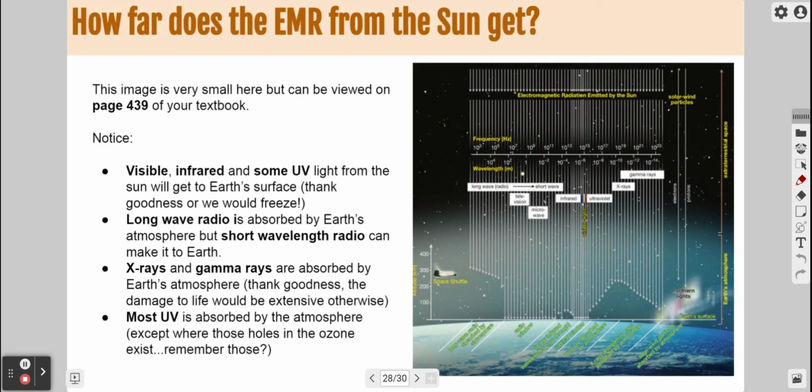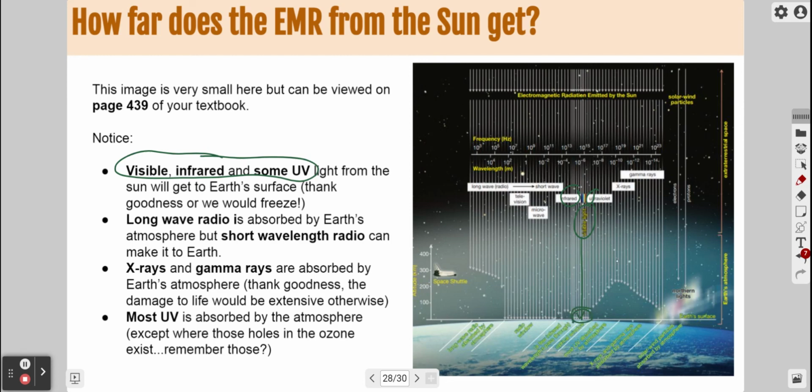So again, why do we put the Hubble up high? Because you want to get it up there so that it can get the different light waves, the different EMR that's getting blocked by our atmosphere. And this image in your textbook on page 439 shows you that visible, infrared, and some UV light from the sun will get to Earth's surface. So let's see, there's the visible light, infrared and UV. You can see some of the arrows representing the rays of that electromagnetic radiation do make it all the way to Earth.